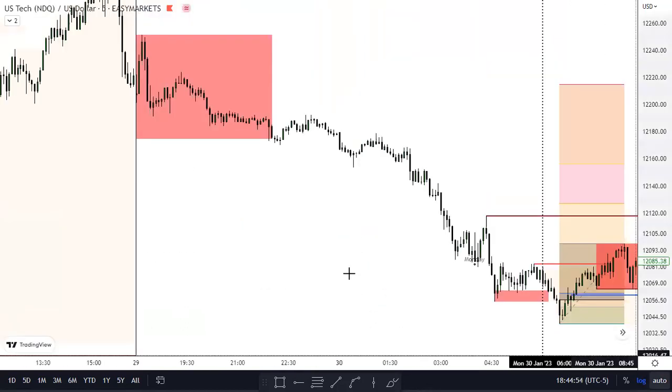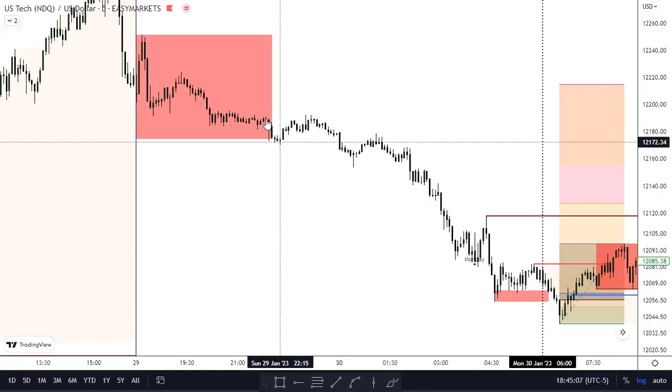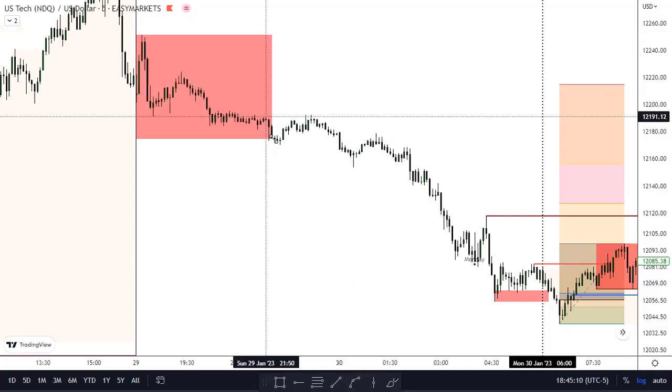As you know, every day price starts with a consolidation. The market during the Asian session has a lot of consolidations. After a consolidation, there must be a what? There must be a Judas swing or a move like an expansion.